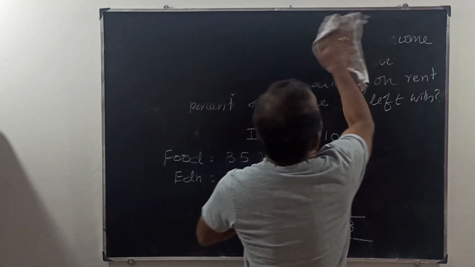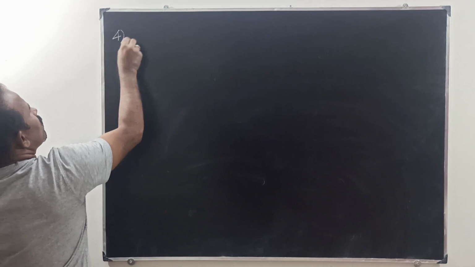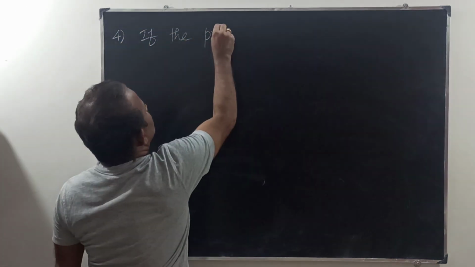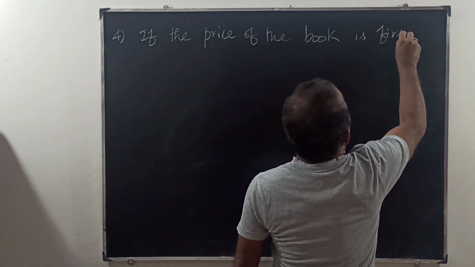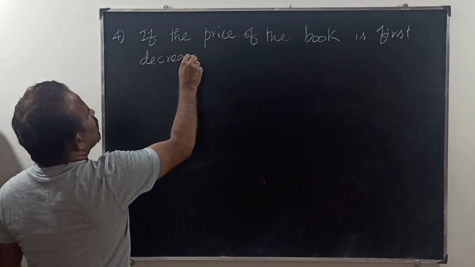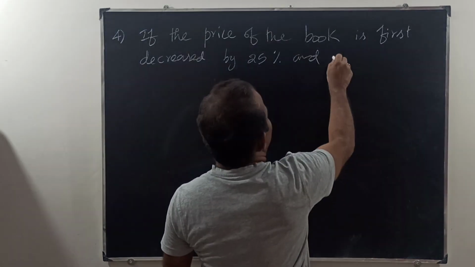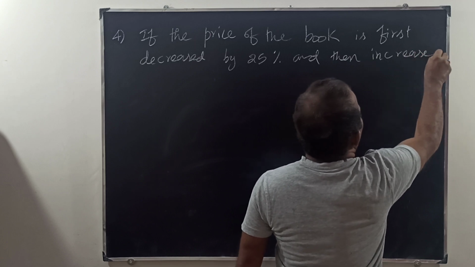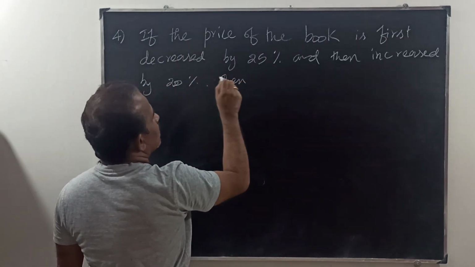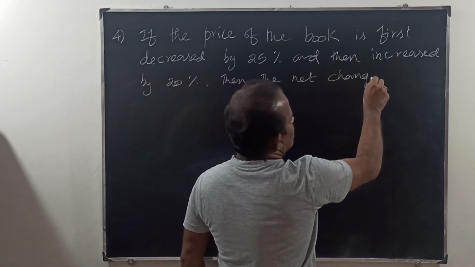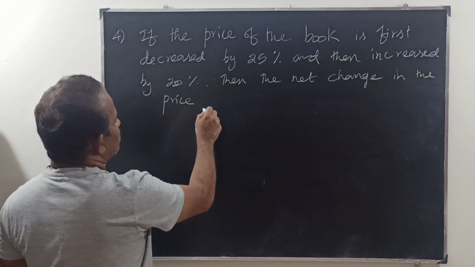Then the fourth question is, if the price of a book is first decreased by 25% and then increased by 20%, then what will be the net change in the price?